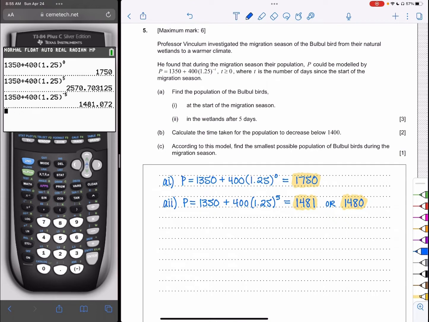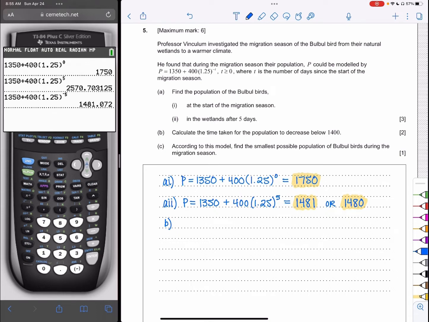Now for part B, it says calculate the time taken for the population to decrease below 1400. So if we want to find the time taken for the population to decrease below 1400, we're basically trying to solve the equation of where it is equal to, because we know once it equals 1400, it is going to go below that mark.